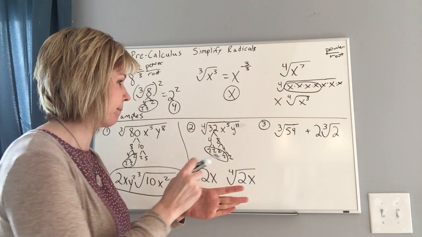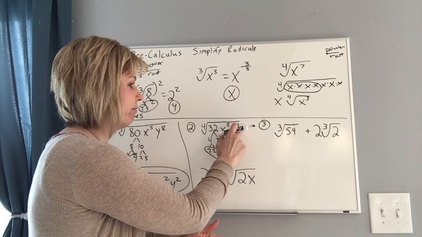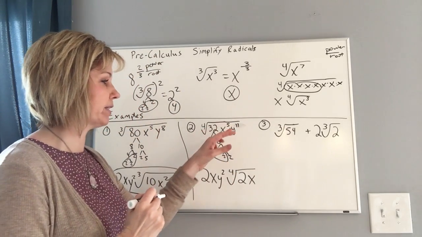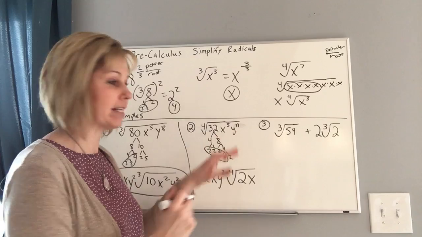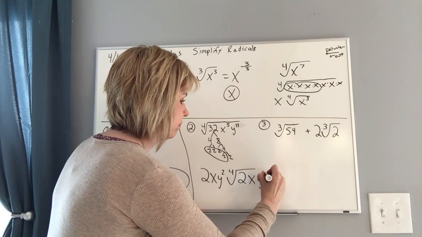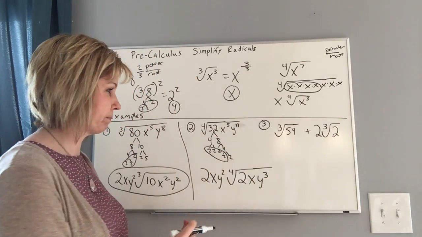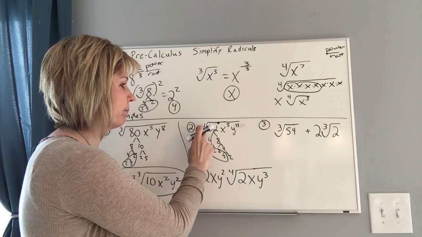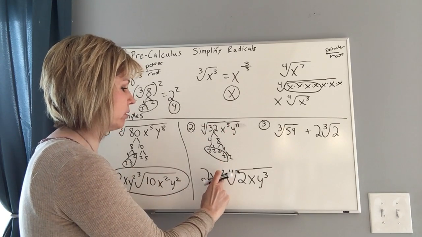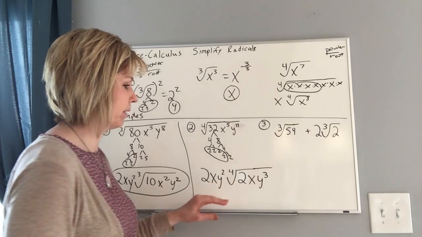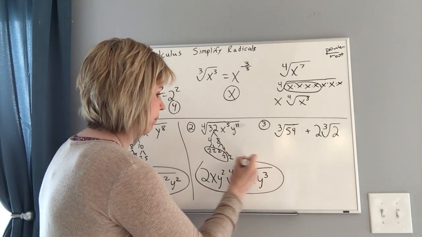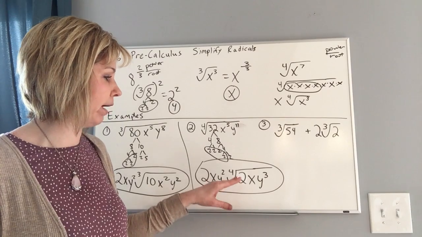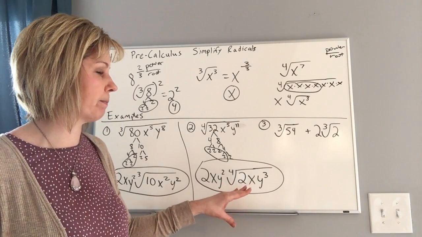I have 1 left. 4 can go into 11 2 times, because 4 times 2 is 8. Then I can think of 11 minus 8. There would be 3 left. So y cubed's underneath. So 4 can go into 11 2 whole times. The root goes into the power 2 whole times, 3's left. So that would be the answer for number 2: 2xy squared times the 4th root of 2xy cubed.